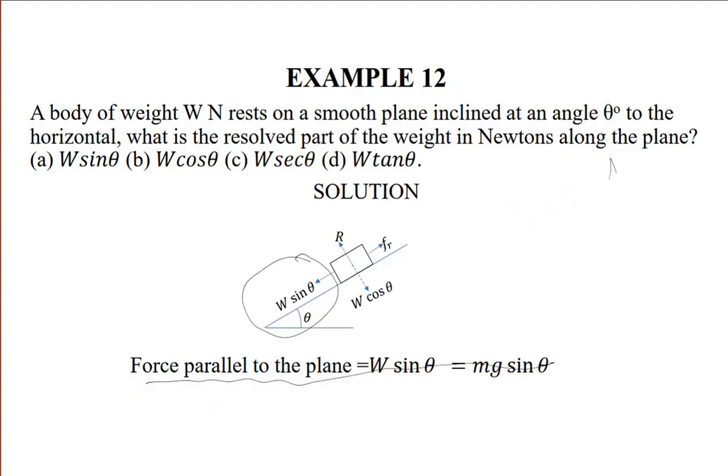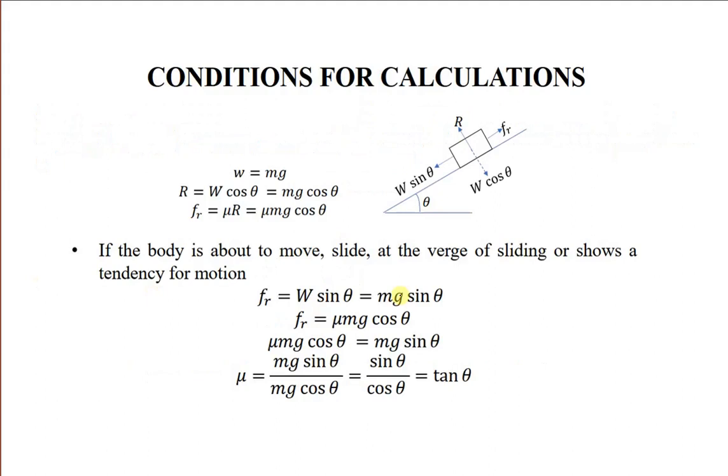Now, let's look at conditions for calculations. What are the conditions for calculations? If we have resolved the weight, we have placed all the forces in the right order: frictional force is acting upward, W sin theta is the force that always acts downward. That's the reason anybody placed on an inclined plane tends to move down naturally, because of W sin theta. So in this case, the normal reaction is W cos theta, which is mg cos theta. Frictional force, which is mu R, is mu mg cos theta.